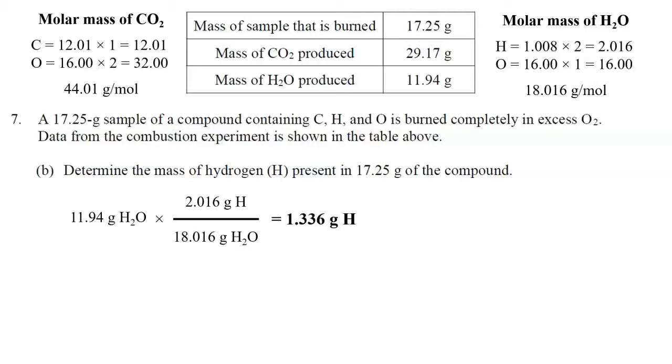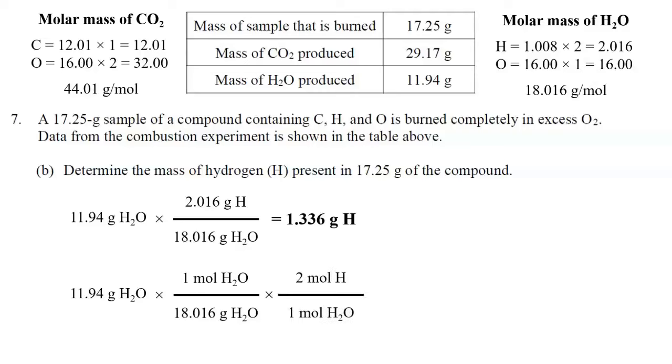Again, like I said before, had you first converted grams to moles, you could do that. So grams of water to moles of water. There are 2 moles of hydrogen atoms for every 1 mole of water molecules. And then finally, we could convert that to grams of individual hydrogen atoms. We would get the exact same answer.